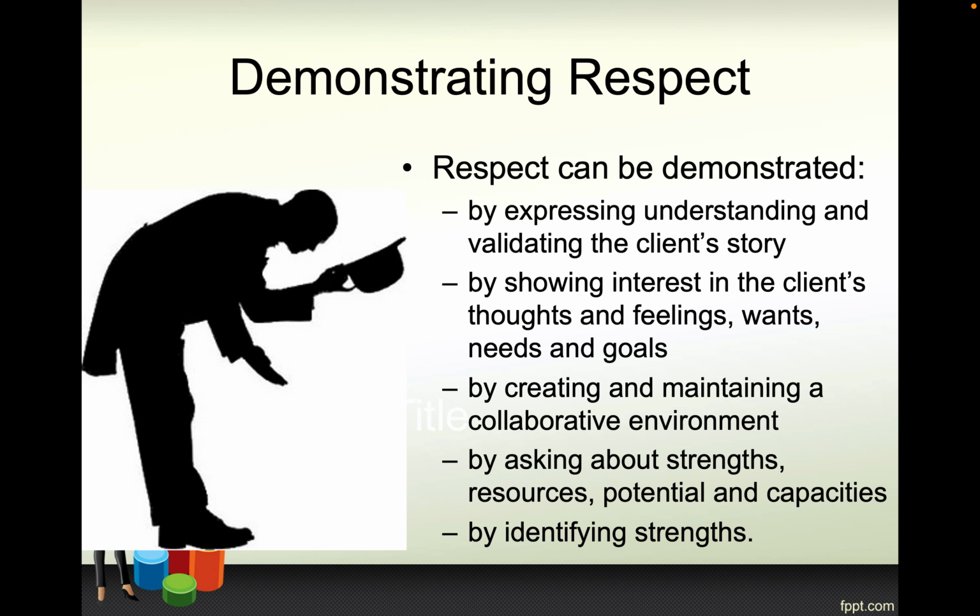Demonstrating respect. Respect can be demonstrated by expressing understanding and validating the client's story, by showing interest in the client's thoughts and feelings, wants, needs, and goals, by creating and maintaining a collaborative environment, by asking about strengths, resources, potential, and capacities, and by identifying the client's strengths.